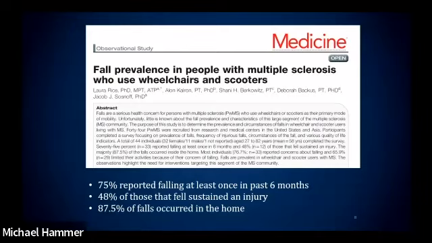So Dr. Rice published on fall prevalence in people with multiple sclerosis who use wheelchairs or scooters. It is startling: when you look at the last 6 months, 75% reported a fall in the past 6 months. 48% of them sustained an injury, and 87% of those falls occurred at home.